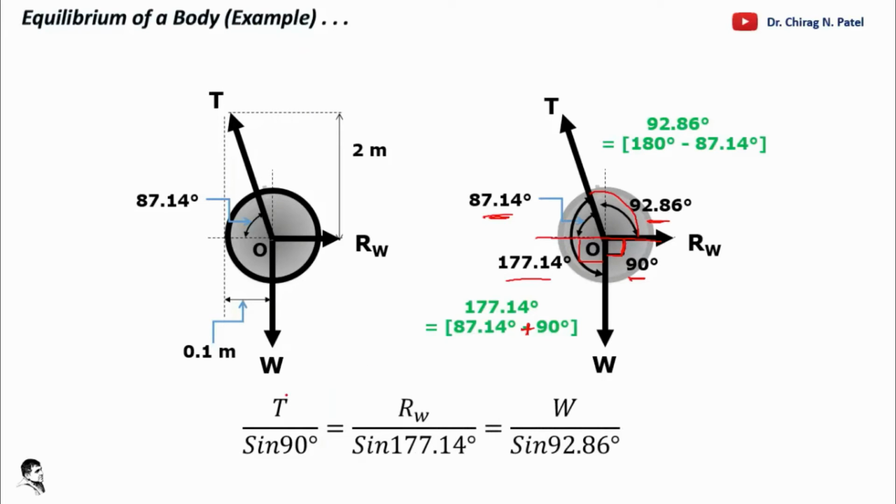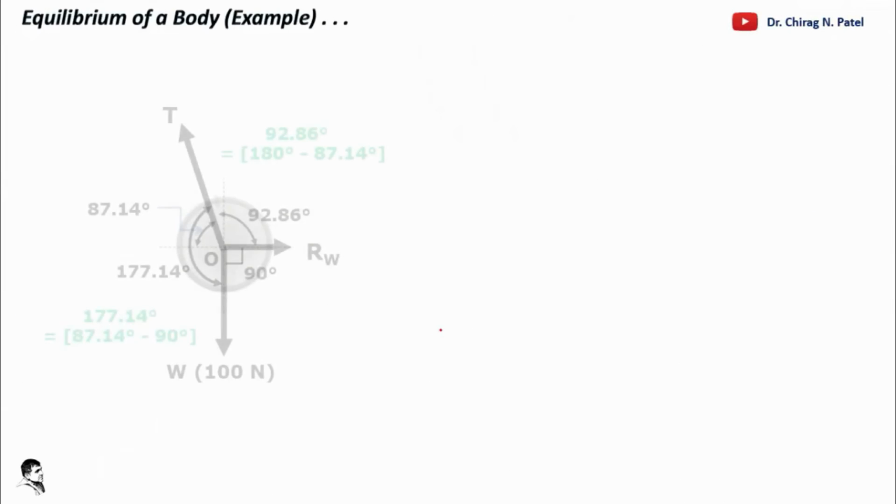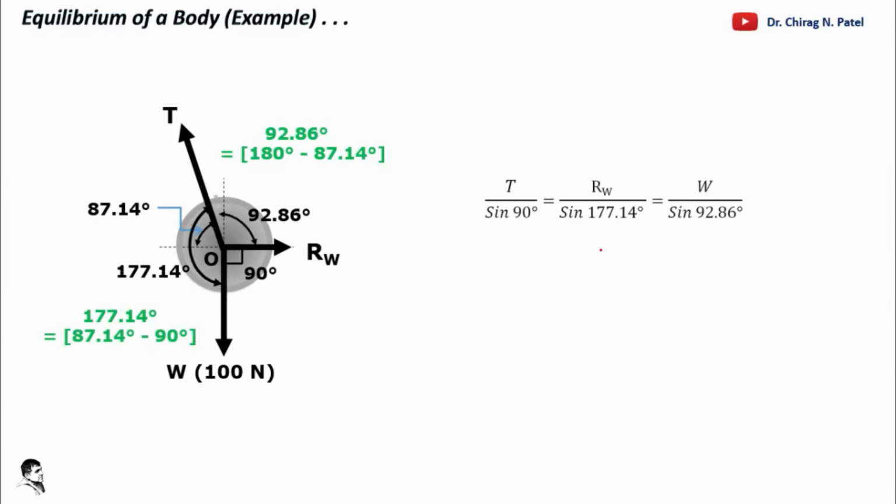Now apply Lamy's theorem here. One force and the opposite angle you can use, so T divided by sine 90, and you can use RW, the reaction from the wall. The angle is 177, and W is the force, the angle is 92.86. Now you can resolve it one by one. So this is the full equation of Lamy's theorem.